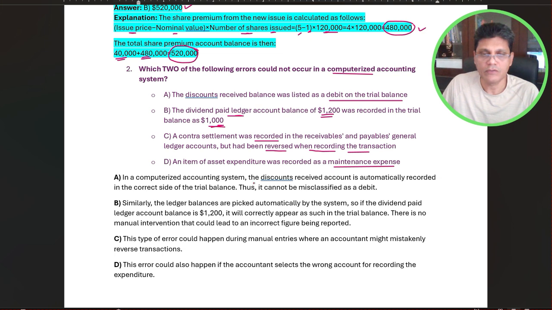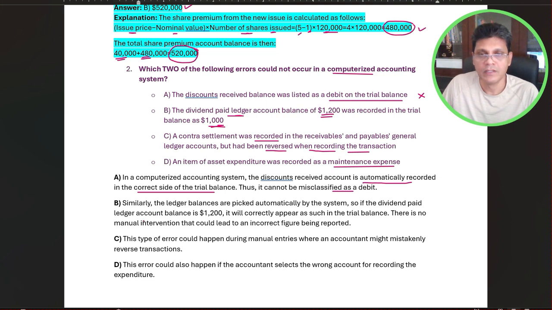In a computerized accounting system, the discount received account is automatically recorded on the correct side of the trial balance. So therefore this cannot be misclassified as a debit balance in the trial balance. Whatever the balances in the ledger accounts will be picked automatically to the trial balance. So these kind of errors will not happen in a computerized accounting system.